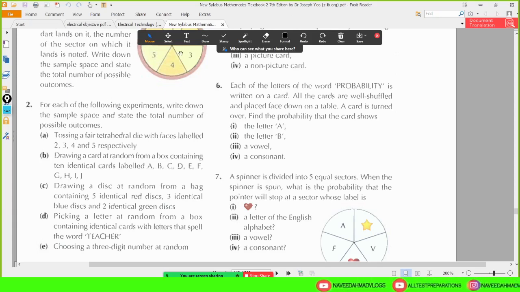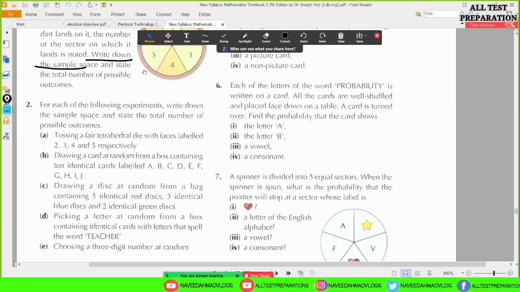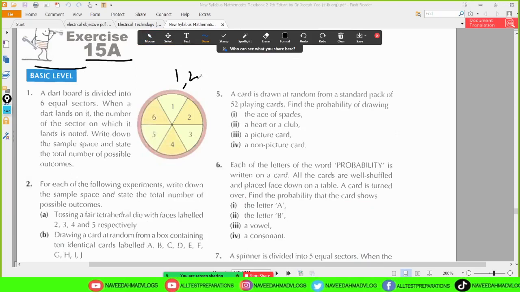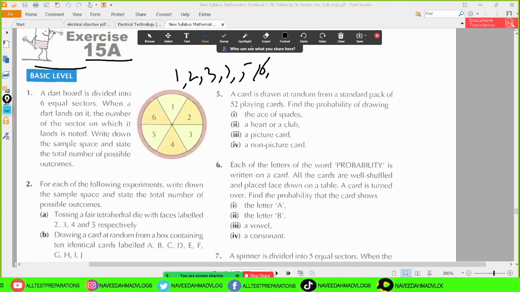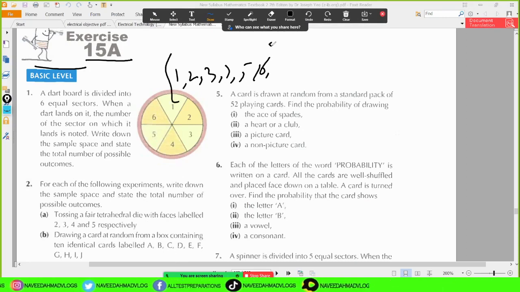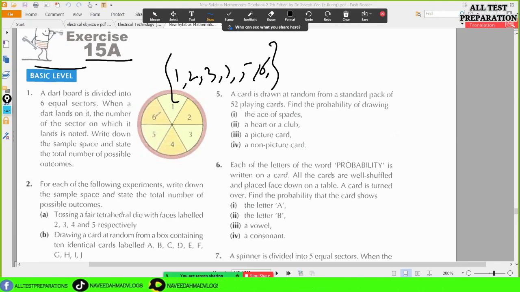अच्छा, यहाँ पे इन्होंने ये भी लिखे हैं, write down the sample space. तो सैंपल स्पेस में आपने क्या लिखना है, 1 2 3 4 5 6, this will be your sample space. Like you will write all the possible outcomes. Like if you throw an arrow, so यहाँ पे आपका 6 पे भी आ सकता है, 1 पे भी, 2 पे भी, 3 पे भी, 4 पे भी, 5 पे भी आ सकते हैं. So these are your sample space.